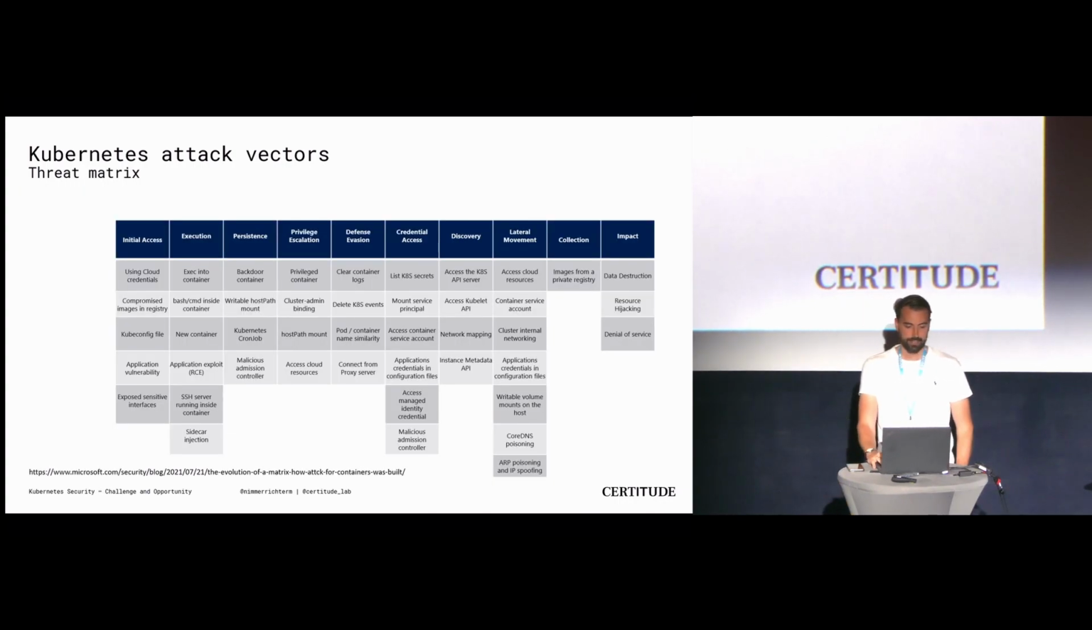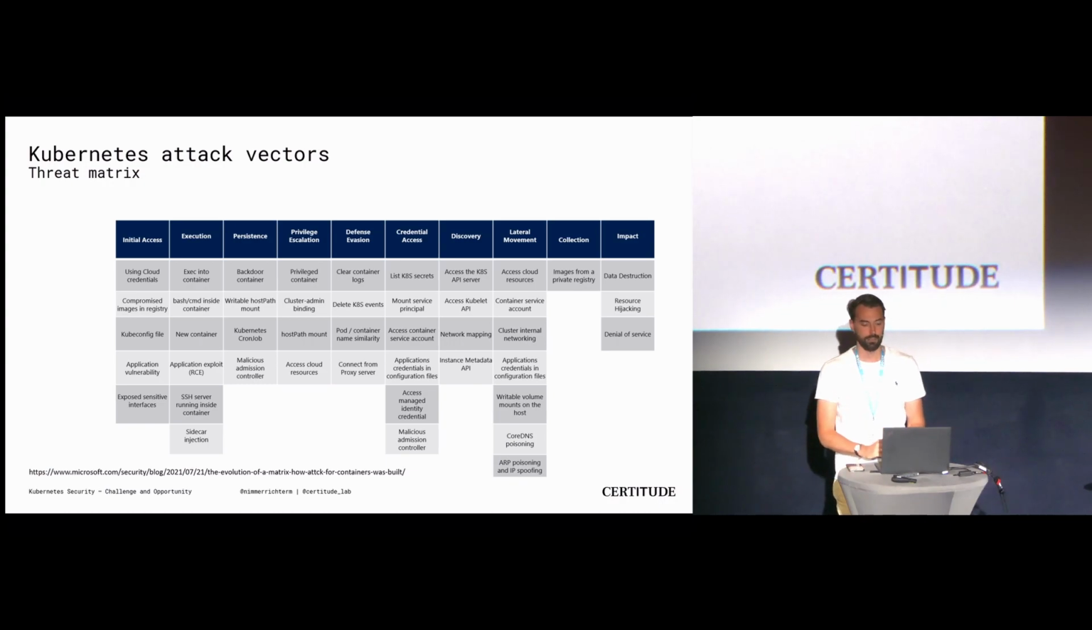There's another nice threat matrix. You might have seen it. It's released by Microsoft. They also try to list the Kubernetes attack chain and the different kinds of attacks you can have at different stages of your attack, like for initial access, for code execution, for privilege escalation, until impact on the far right.